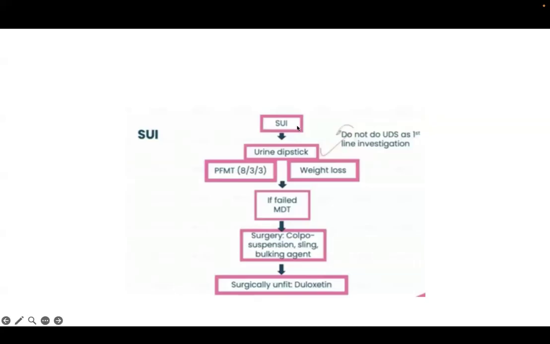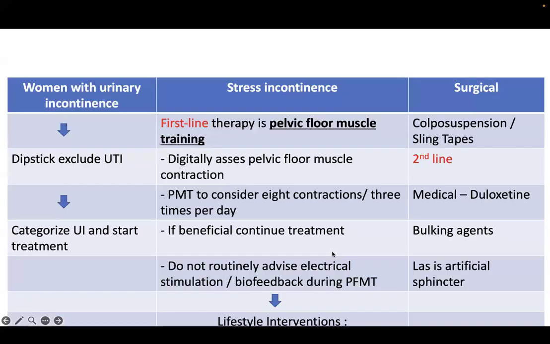I have told this several times. Whenever a patient comes with stress incontinence, what will we do first, or what investigation will we do first? Urine dipstick. What management will we give first? Pelvic floor muscle exercise. And if the patient is obese, weight loss. If failed, then surgery. The most important thing here, before advising surgery, we need to send the patient for MDT. That is very, very, very much important. And if surgically unfit, in that case, duloxetine.